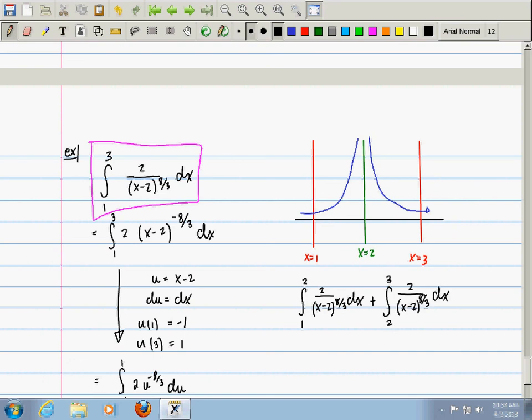Okay, so both of these are improper in the same way one of the previous ones was improper. The previous one, 1 over square root of x, was improper because at the limit at 0, it had an asymptote. Both of these are improper because at one of the limits, 2, this one has an asymptote. Okay, so then now, in order for this to actually exist, both of these integrals have to converge. If either one of them doesn't converge, then all bets are off.